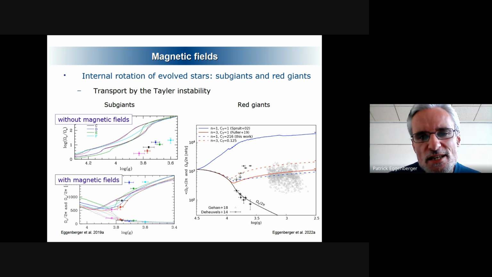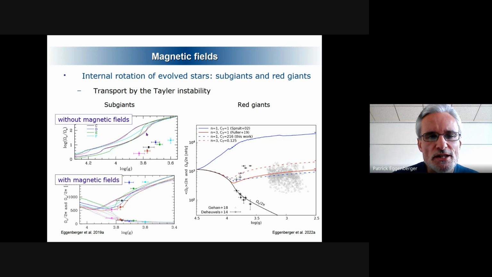Of course, the key challenge is to reproduce what we have seen before, the rotation rate for evolved stars after the main sequence, when you have a fast contraction of the central layers, so you need to transport angular momentum quite efficiently. As we have seen before, this is the same plot as before, the ratio of core to surface rotation rate as a function of log g.